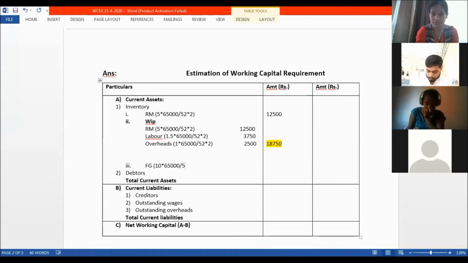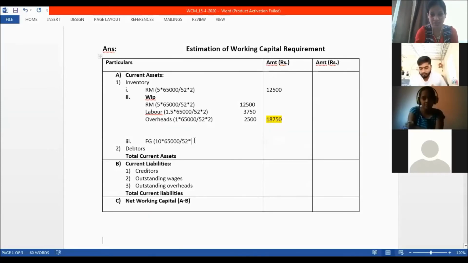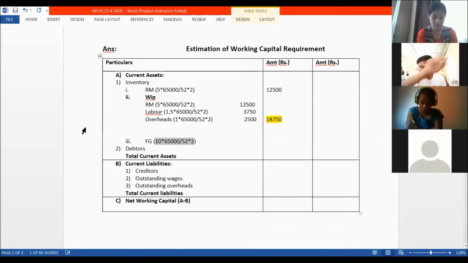Now we are going to divide it by 52 weeks. So you'll get 1 week, then multiply by finished goods holding time. Find out how much investment is there in 2 weeks, which means it will take time to get converted into cash. So if you solve this, 65,000 into 10, that is 6,50,000 divided by 52 weeks and multiplied by 2 weeks. So you'll get 25,000 finished goods stock. Yes.